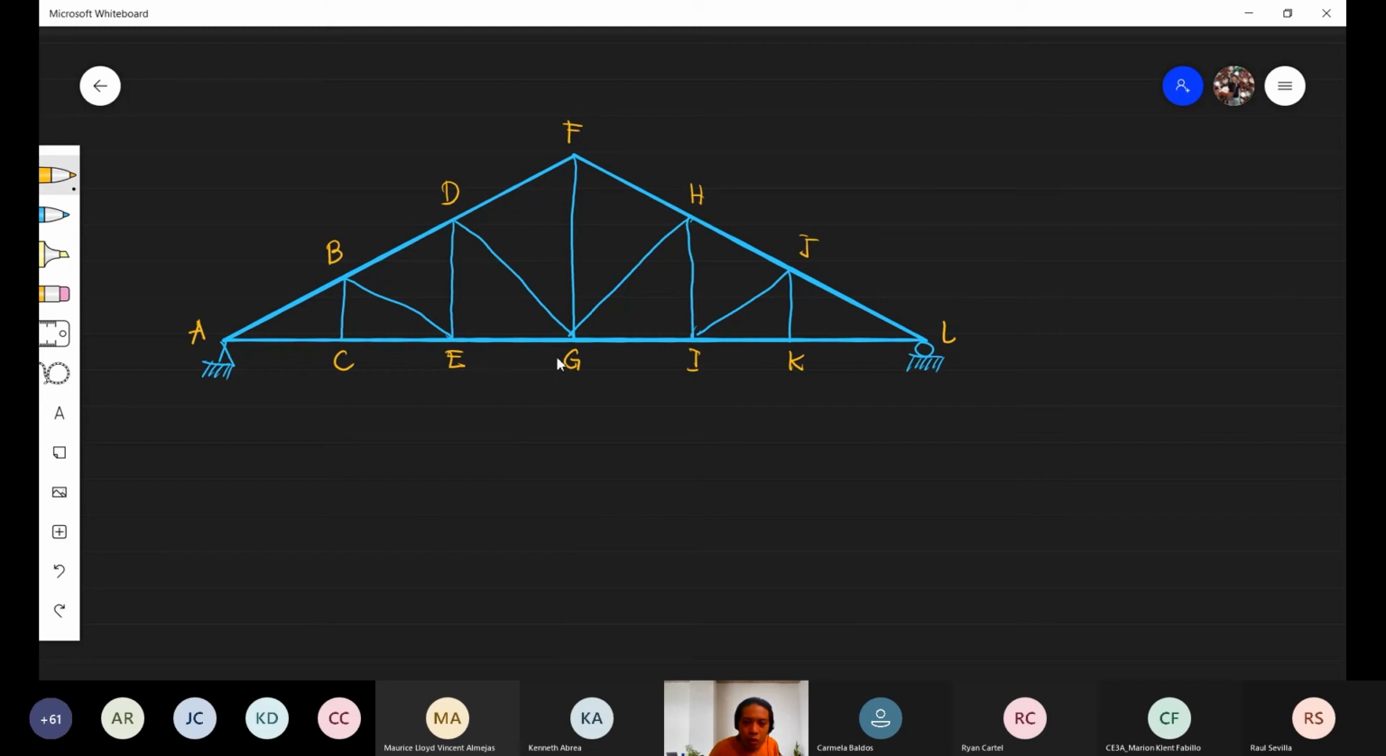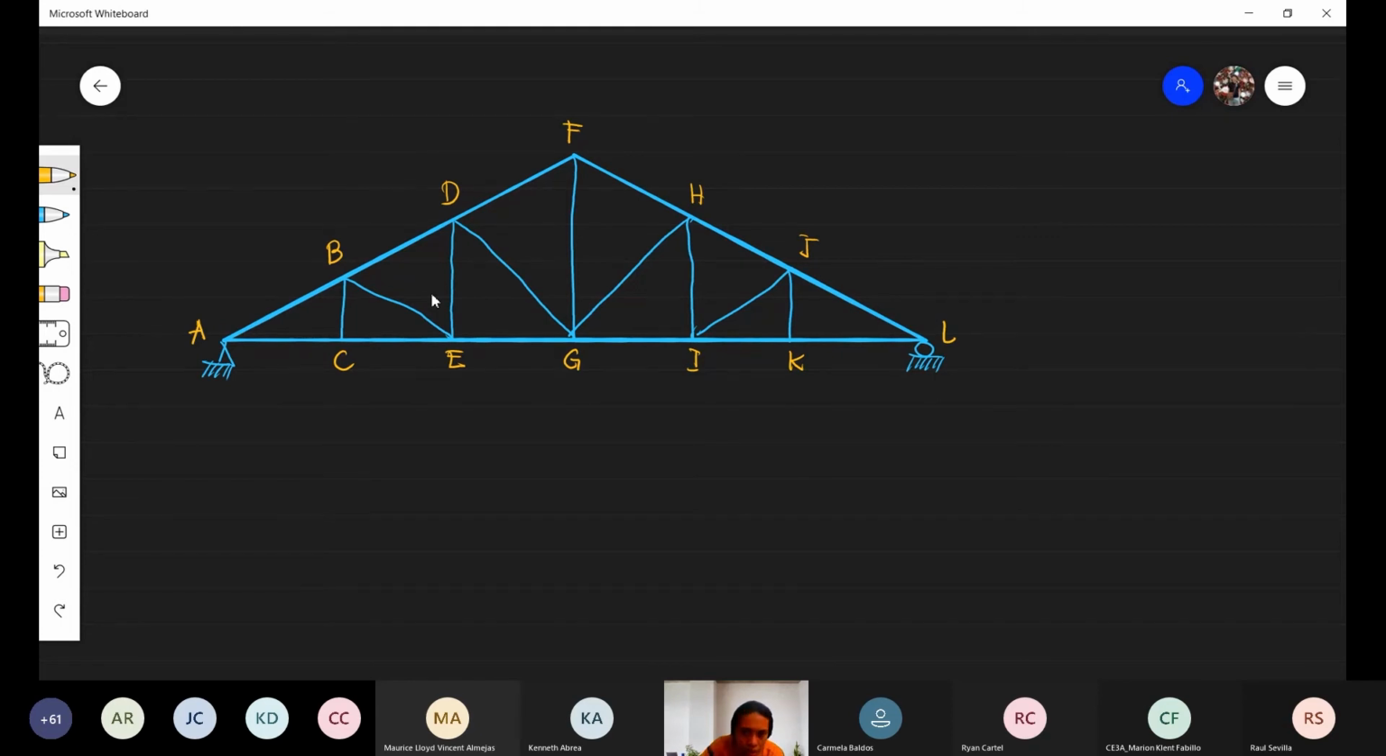Let's recall how we solve a truss. When we say solve, it means we solve for the members and the forces on each member. We have member AB, member BD, and so on. Each member has only two types of forces acting on it: compression or tension.